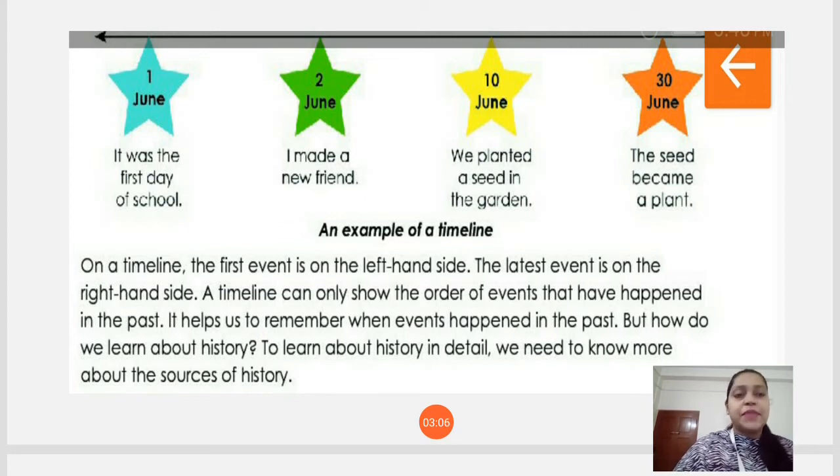So what is a timeline? A timeline is a drawing. It's a line where the events are shown one after another. Similarly in history also, this timeline shows the various events which happened in the past.